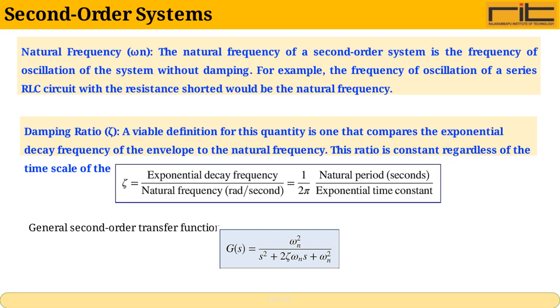Next, we have the damping ratio, represented by the Greek letter zeta. This ratio is important because it relates the rate at which the oscillations decrease over time to the natural frequency. It tells us how quickly the system's oscillations die out. What's interesting is that this ratio stays the same no matter how you look at the timescale of the response, making it a very useful parameter for analyzing the system's behavior. Both of these concepts are tied together in the general second-order transfer function, which mathematically describes how the output of the system responds to an input, considering both the natural frequency and the damping ratio. Understanding these parameters helps us predict and control system responses effectively.